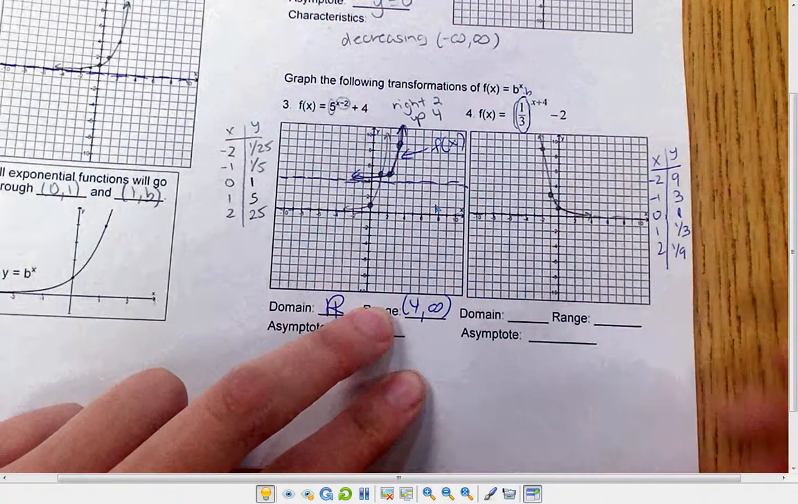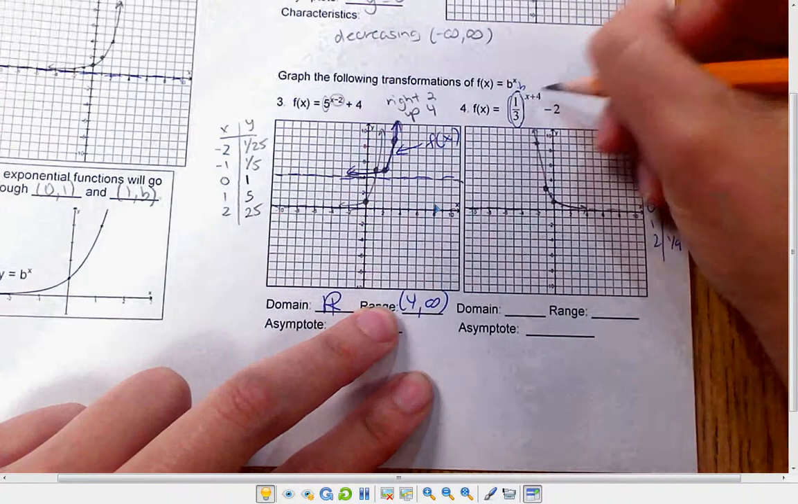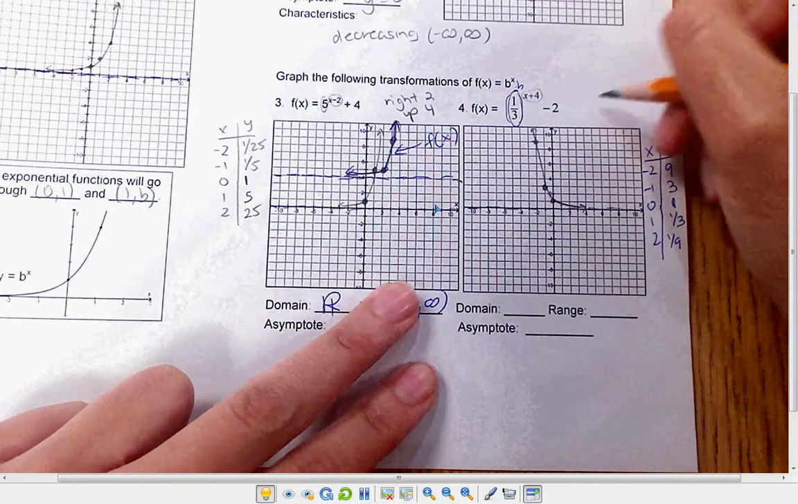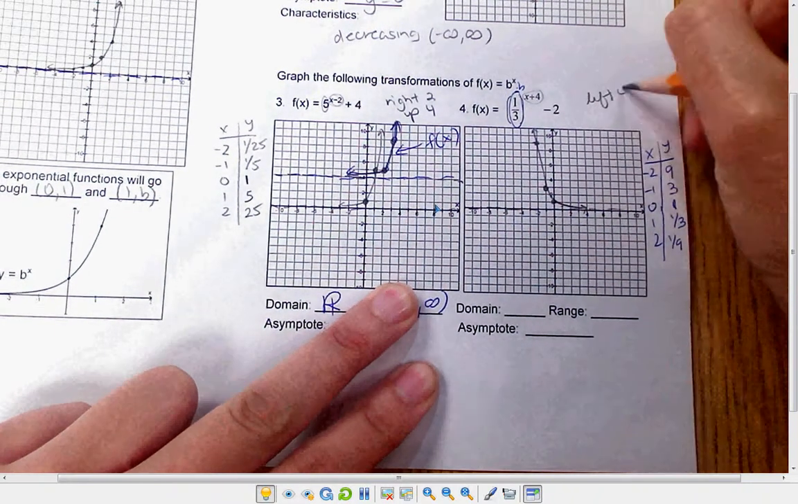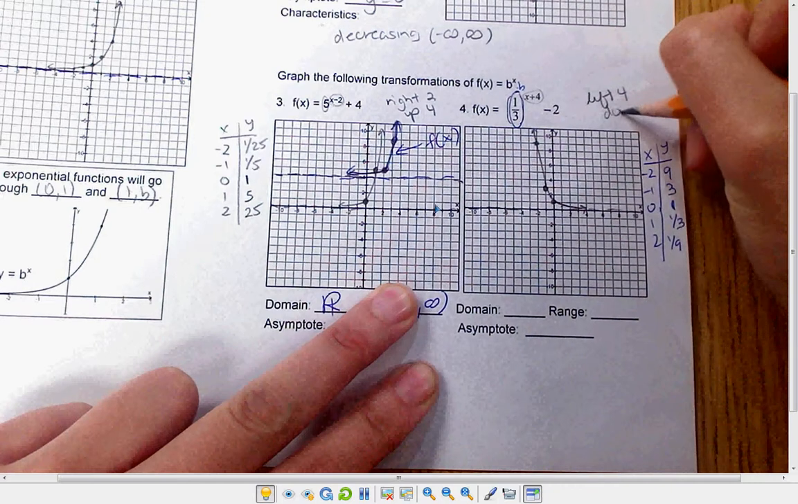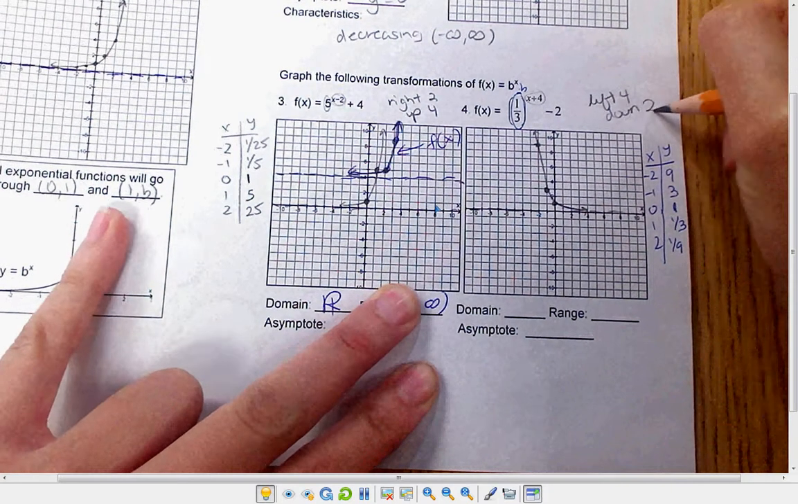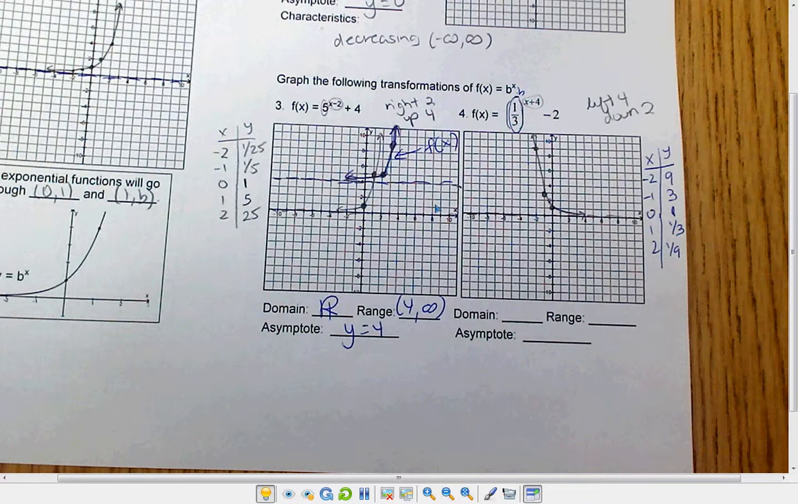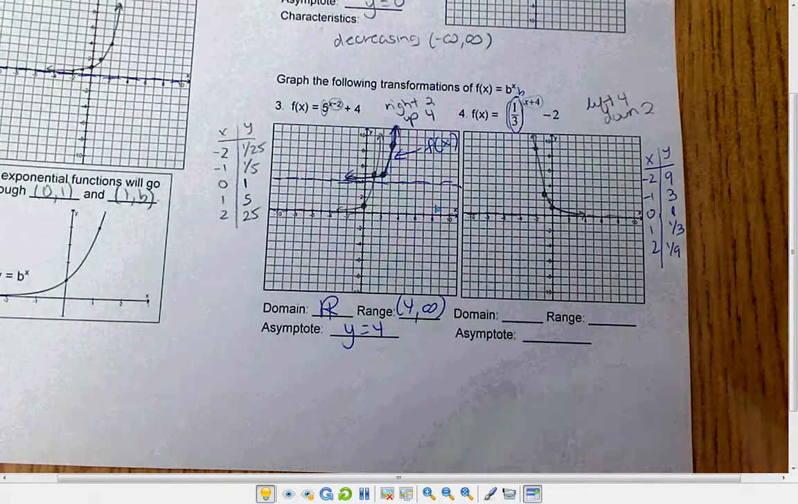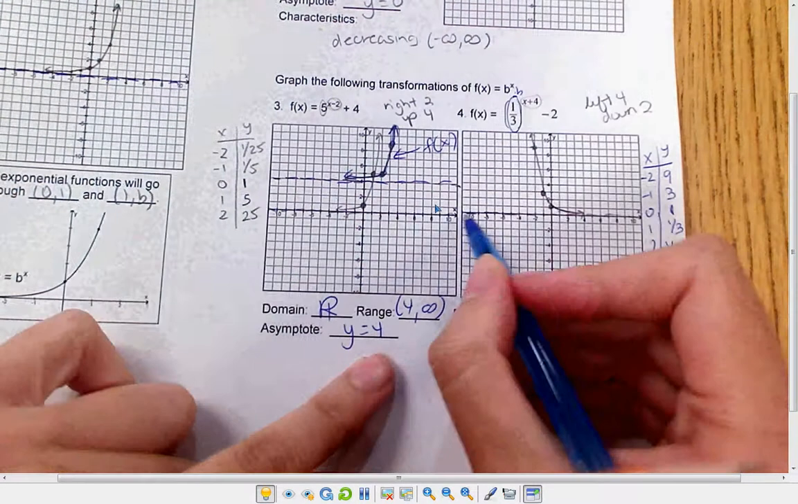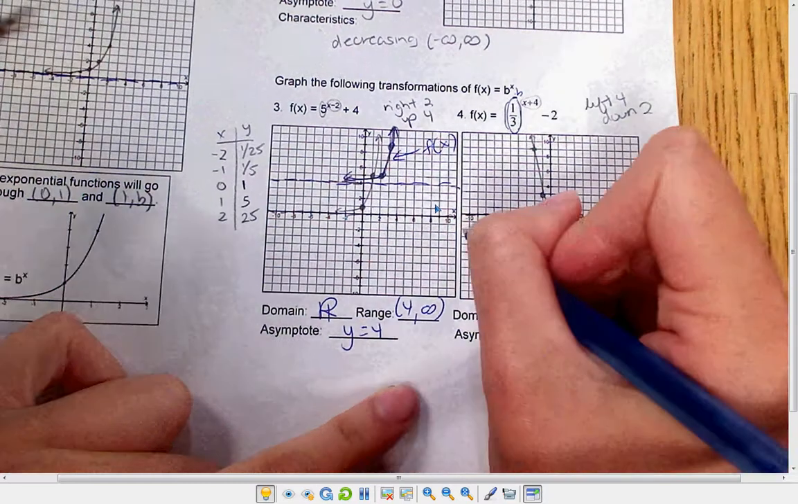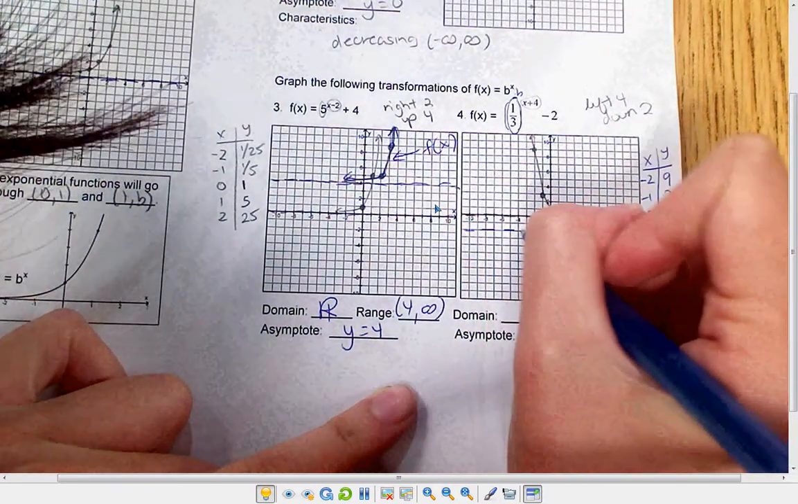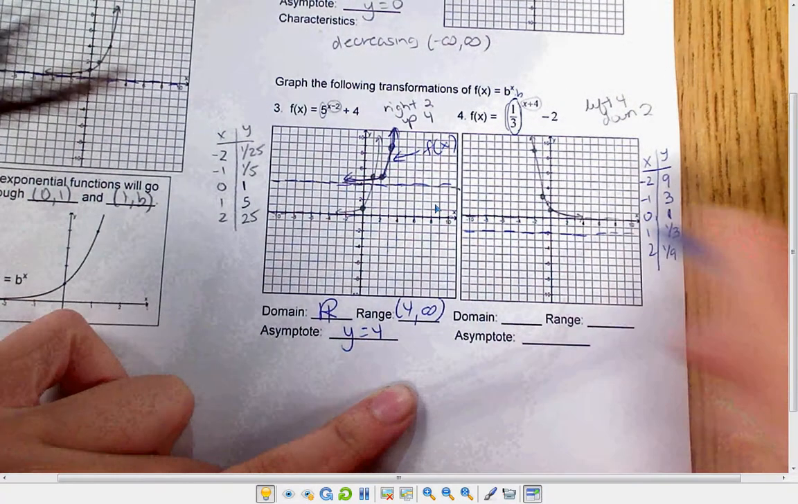So plus 4 is affecting my x. I'm going to go left 4. -2 means I'm going down 2 because that's outside, so it's affecting my y. So all my points are getting moved left 4, down 2. Again, I'm going to first start off with my asymptote, just like before. This line is going to move down 2. So this is my new asymptote.